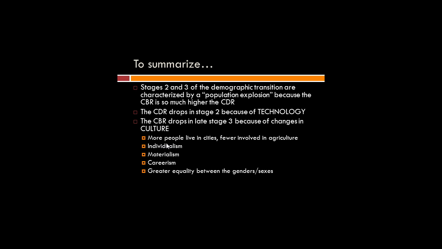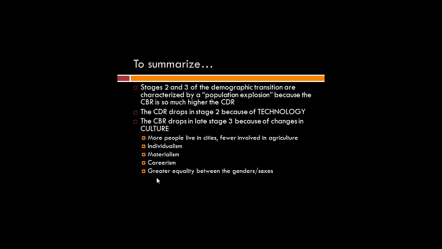More people in stage 4 and late stage 3 of the demographic transition live in big cities. Fewer are involved in agriculture. That changes our views on fertility and family size. We also become a much more individualistic society, characterized by higher levels of materialism. We want careerism, so we can afford some of the material goods that we would like. And so we end up basically delaying family formation and spending more time in school.